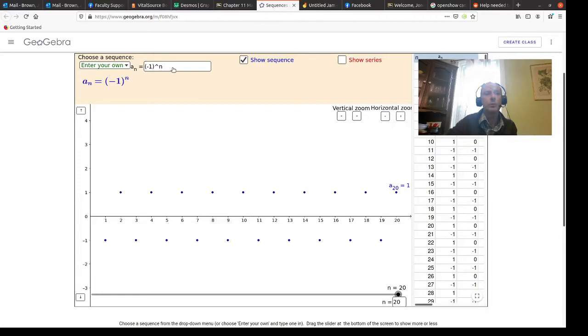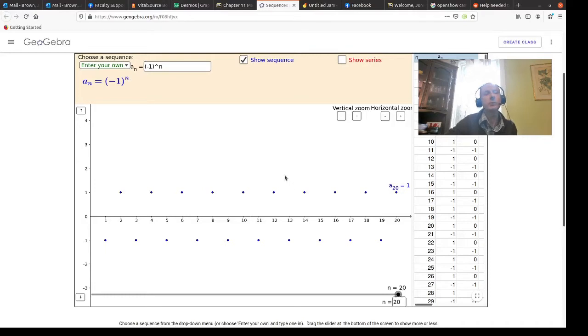So one new function that we could not do with real numbers is the sequence minus 1 to the n. That makes perfectly good sense for any natural number. Minus 1 squared is 1, minus 1 cubed is minus 1. In fact, it always bounces back and forth between minus 1 and 1.